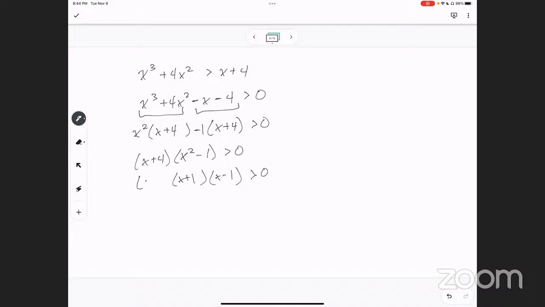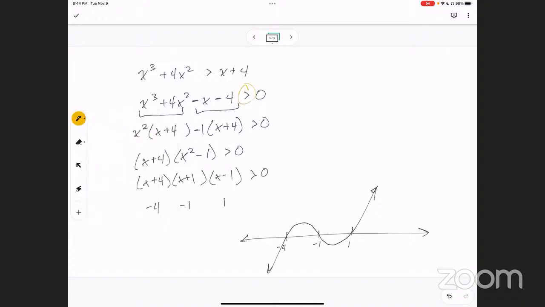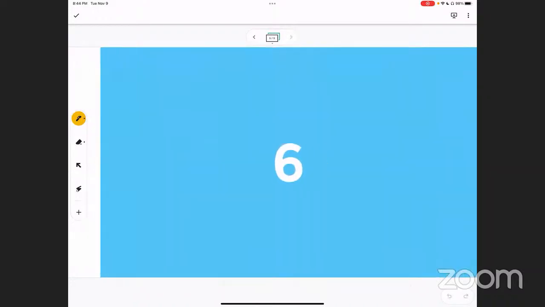Yep. So this is just like the other one, right? Leading coefficient's positive again. We've got -4, -1, and 1. So here's -4, here's -1, there's 1. It's going up to the right, down to the left, and goes through all these places. And we want it to be greater than. So it's from here to here, not including, and here to there, not including. So my answer is -4 to -1, union 1 to infinity. Follow? Yes. I know I did that fast, but you're really getting this.